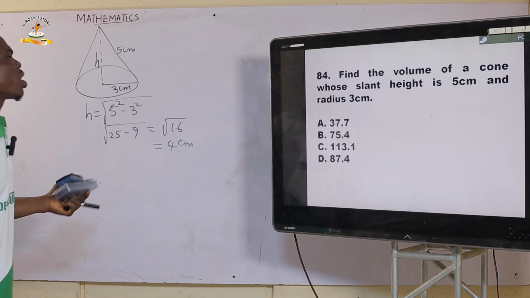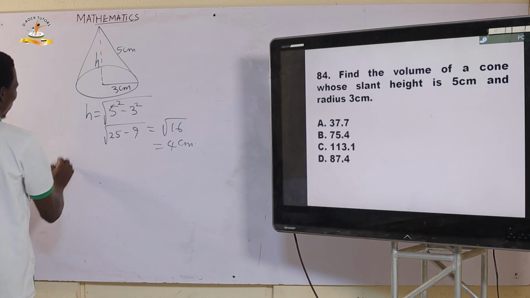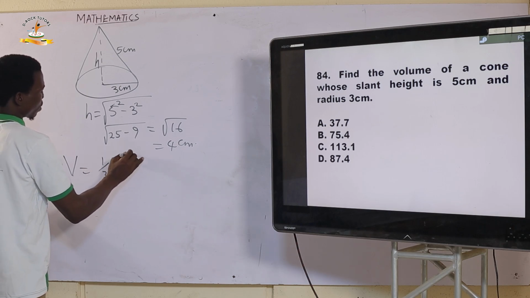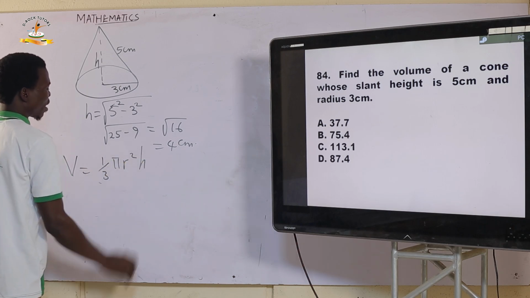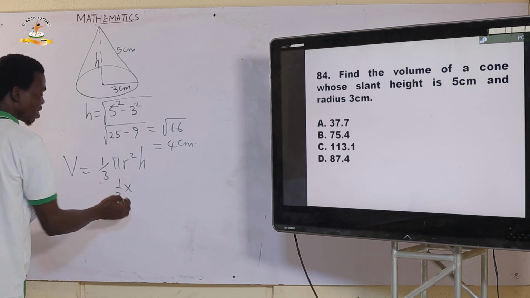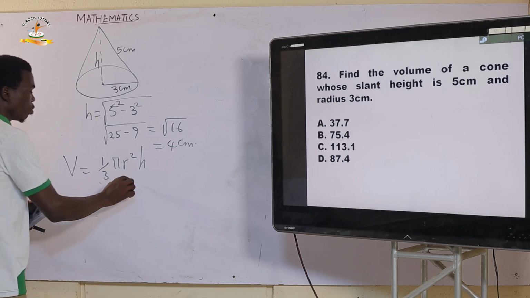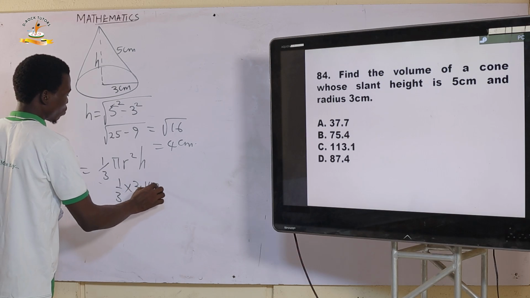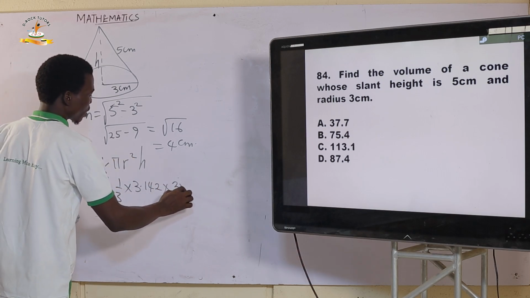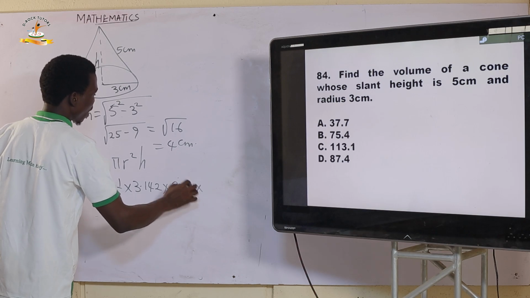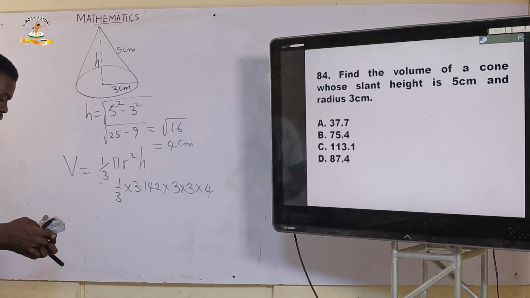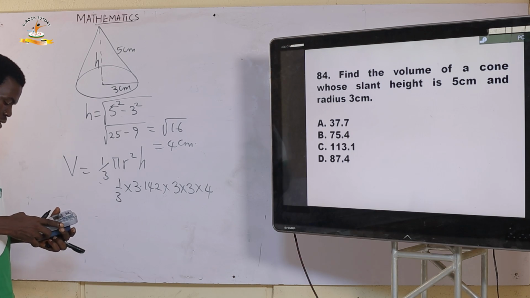And with this, we bring out the formula for volume of a cone. Volume is 1 over 3 pi r squared times your vertical height. And with this, we can say 1 over 3. Let's take pi as 3.142 multiplied by r, which is 3 squared times another 3, times our height, which is 4. Let's do this and see what the answer is going to be.